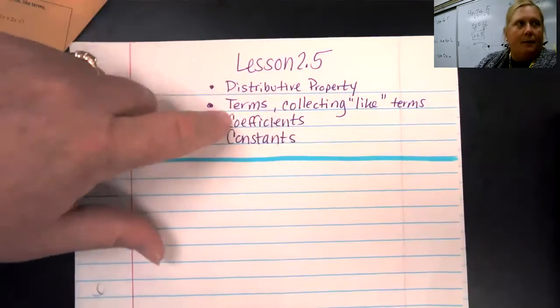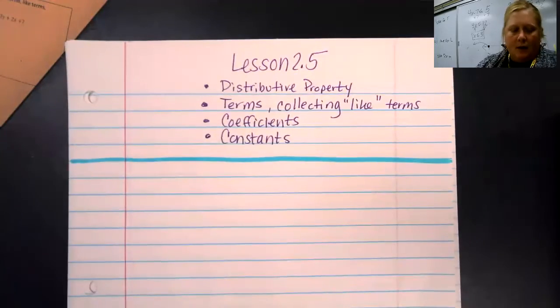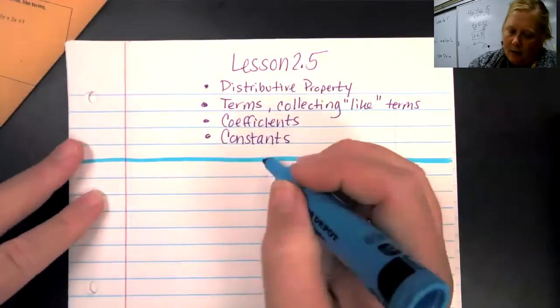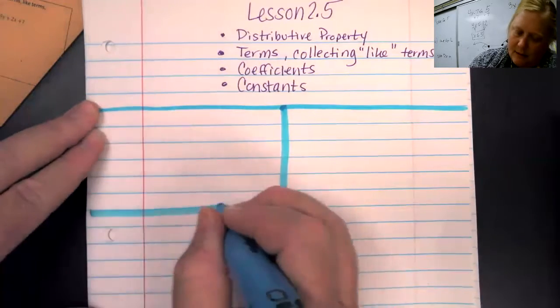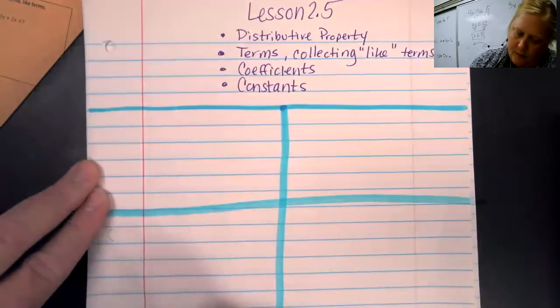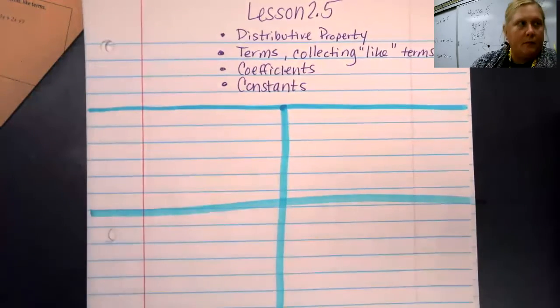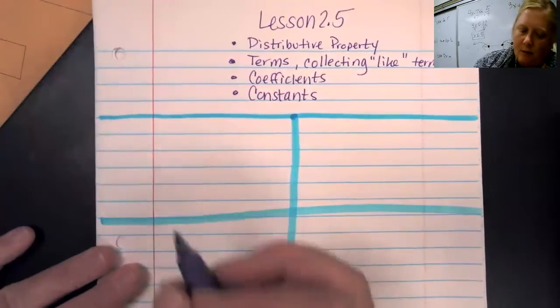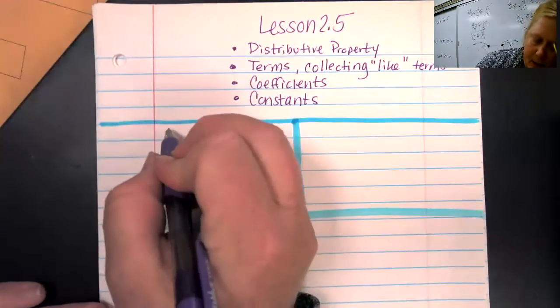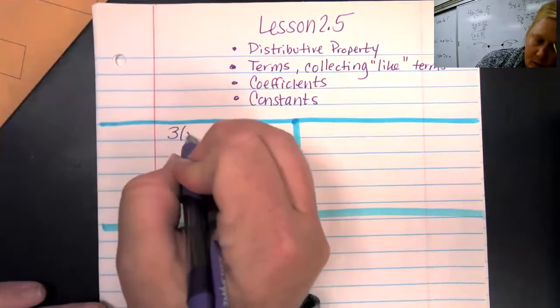So I'm going to come back up and I'm going to add stuff to this. Let's go ahead and let's do 6. Okay, we'll keep to 6. All right, so the first thing we'll look at is the distributive property.